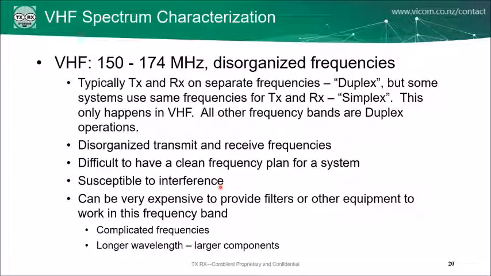So in the VHF spectrum, we have a terrible amount of disorganization. TX and RX are on separate frequencies generally, which is good. That's a duplex system, but sometimes you can't, so you have to put them on the same frequency. That's called a simplex system. Simplex only happens in VHF. Every other frequency band uses duplex for operation.